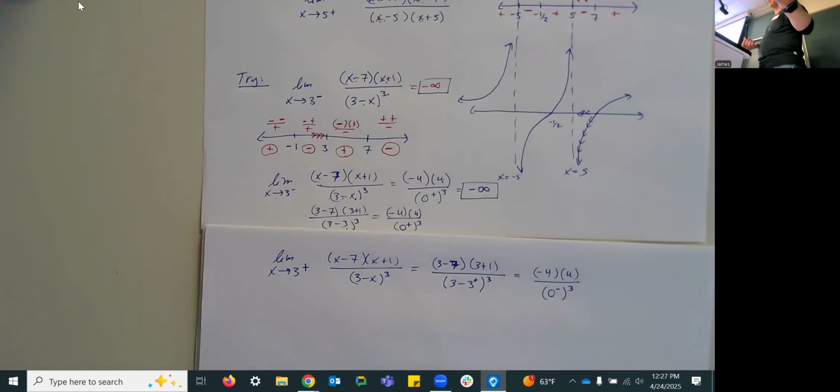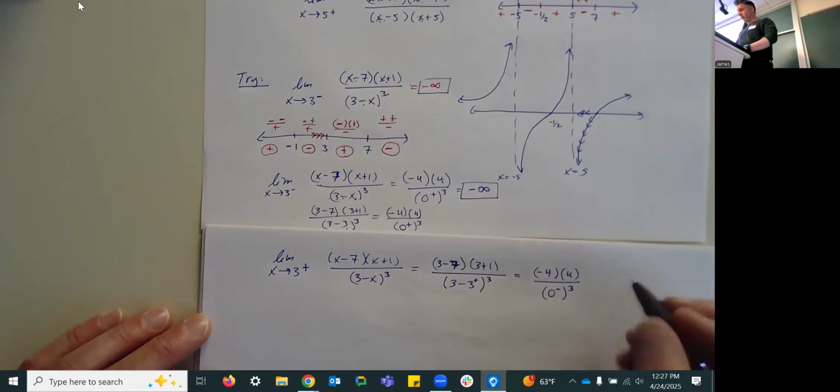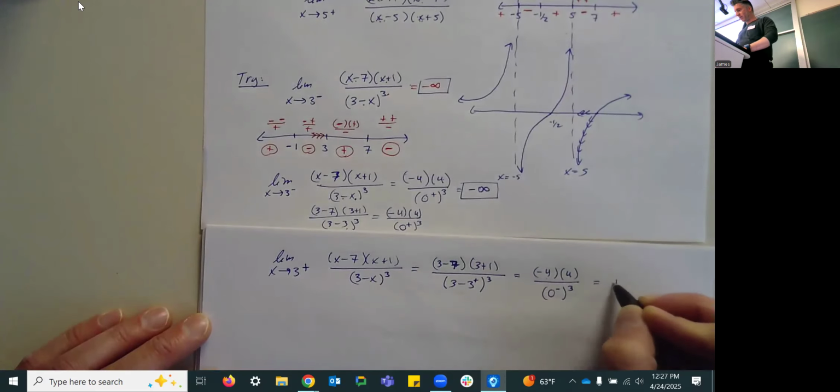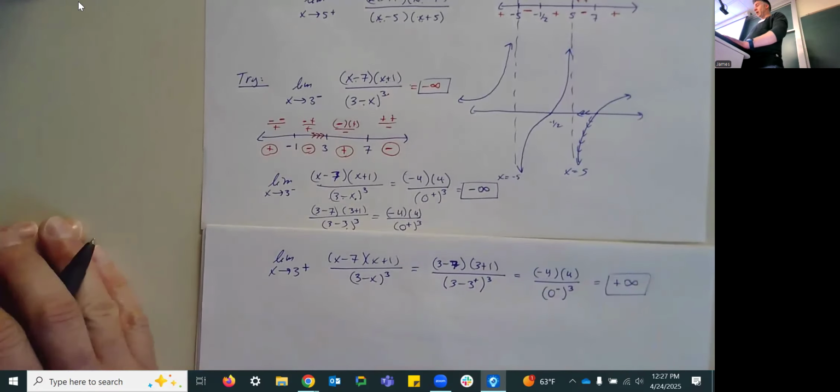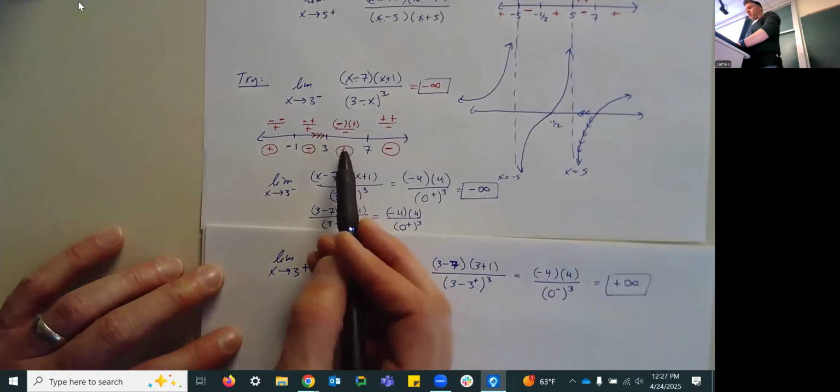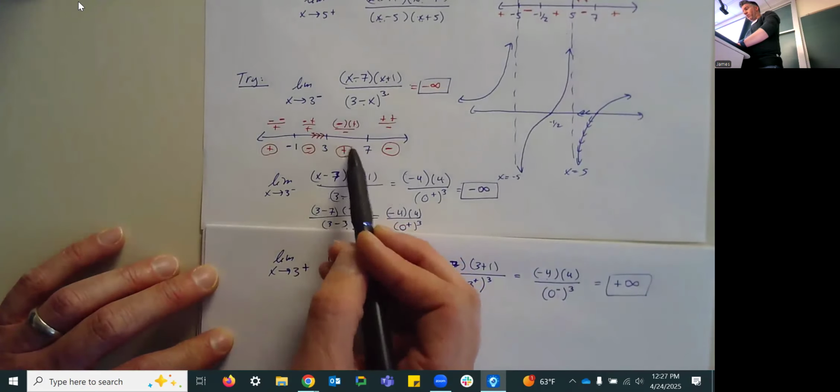Even powers do not, right? A number squared is always going to be positive, whether or not the input was negative or positive. So here we've got a negative divided by a negative, so that's going to equal positive infinity. And that makes sense, right? If we look at our sign chart, oh yeah, coming from the right-hand side of 3, we're definitely going positive.